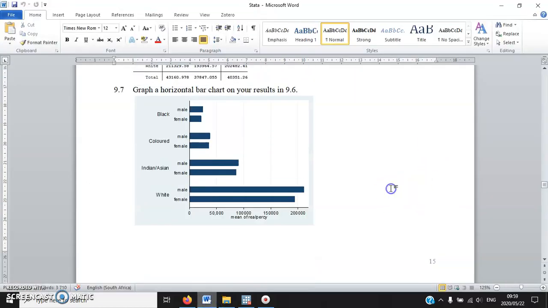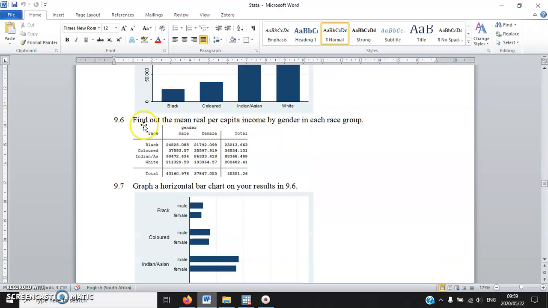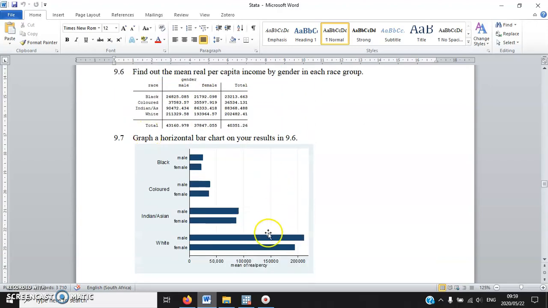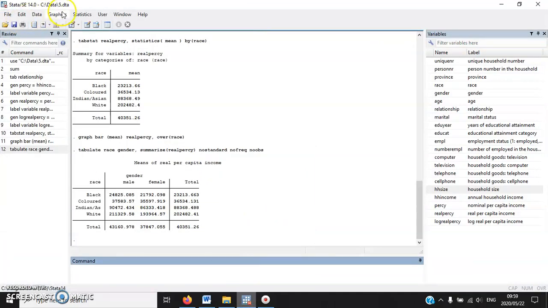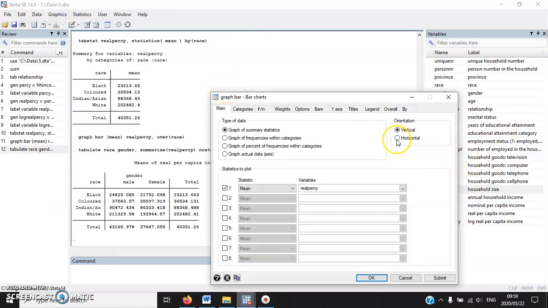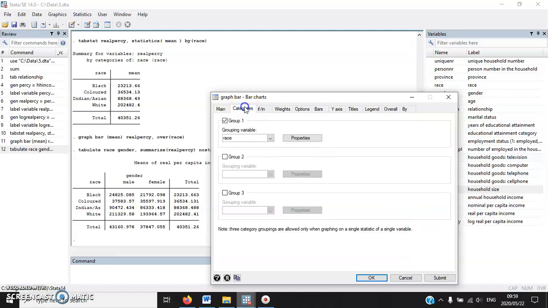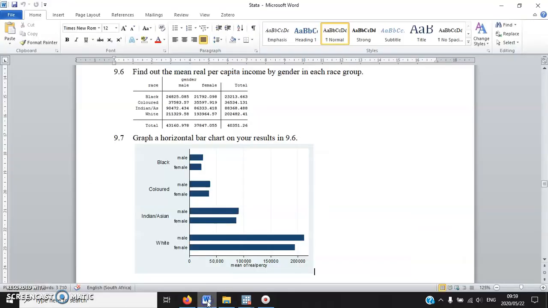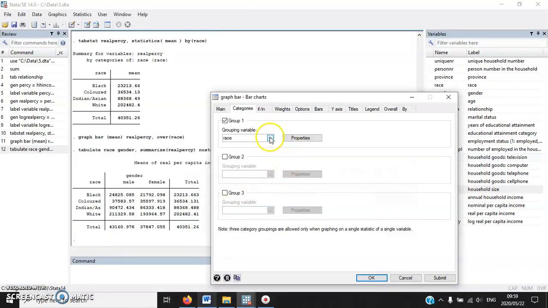Okay, next one. Horizontal bar chart on what you did in 9.6. So horizontal bar chart on mean real per capita income over gender over race. Okay, so let's go back to graphics. Bar chart. This time horizontal. It is still the mean of real per capita income over, I forgot how it looks, over gender and over race.